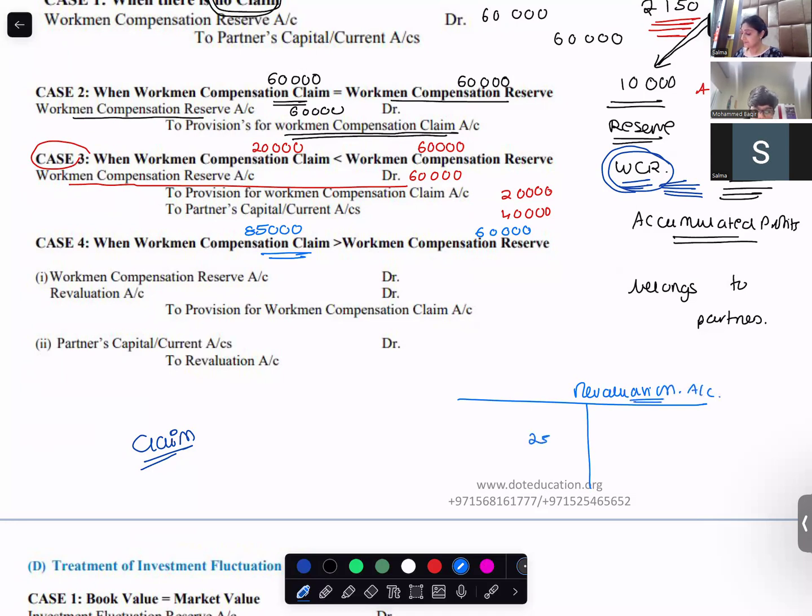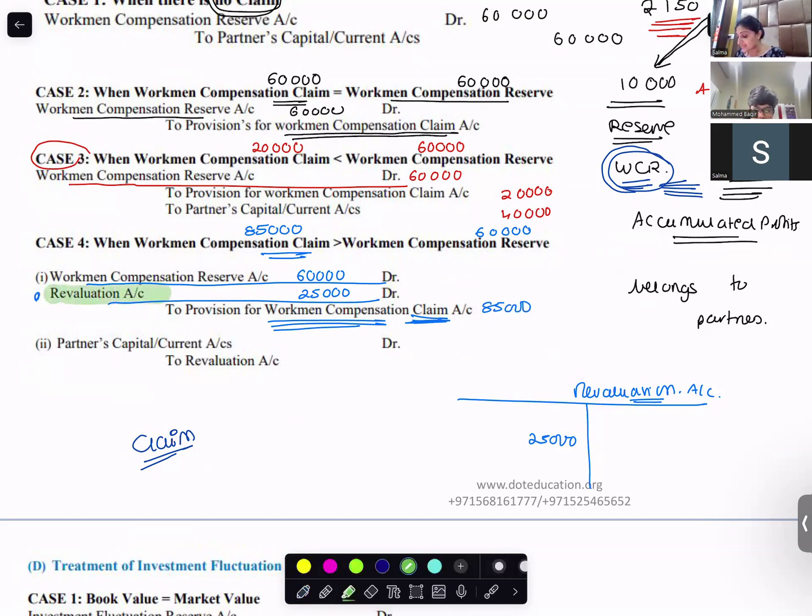How much is the bad thing happening here? 25,000. So now your claim is more, but reserve is less. Reserve has to close. So workman compensation reserve is going to close by how much? 60,000. There is an extra bad thing happening, which is an unrecorded loss. So revaluation account will be debited by how much? 25,000. And compensation claim, how much? 85,000.